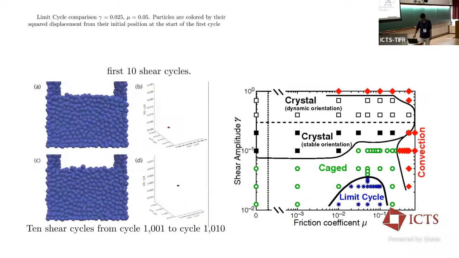So these are not tiny displacements. These are pretty large displacements. They are moving more of the order of a particle diameter. The maximum shear amplitude is of the order of a few particle diameters.